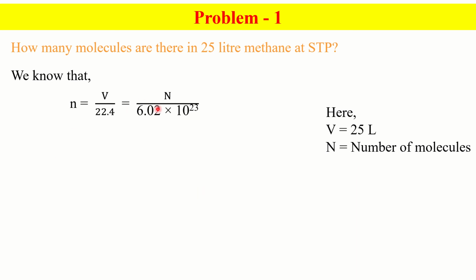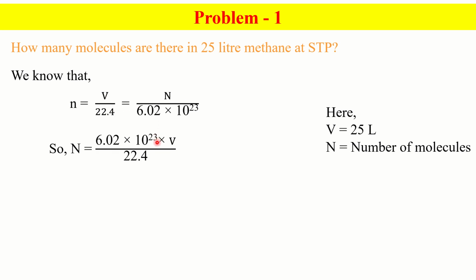Here we will use two of these because we need the volume and molecules. So here we will write n equal V by 22.4 equal N by Avogadro number, 6.02 into 10 to the power 23. Now we have to calculate how many molecules. That means we have to calculate this N. So from there we can write N equal V into 6.02 into 10 to the power 23 divided by 22.4.